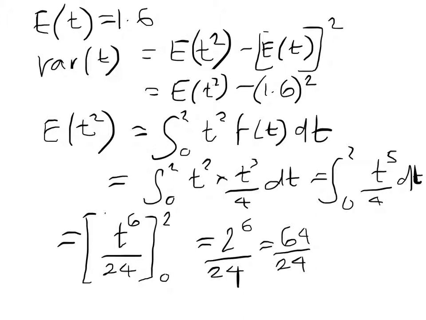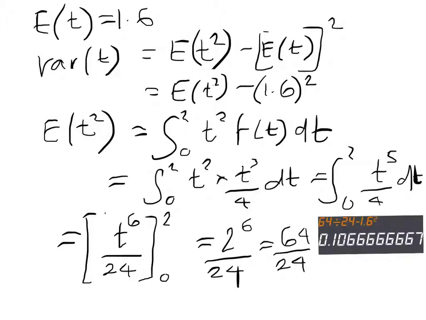So we're going to need then for our variance 64 over 24 minus 1.6 squared. So I'll do that on the calculator. And you can see that we have an answer of 0.106 recurring. So if I want to quickly write down the answer to 3 decimal places, it'll be 0.107. So that is the variance of t.